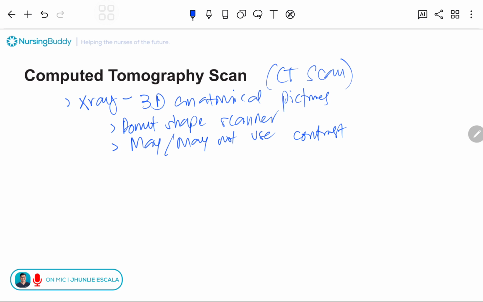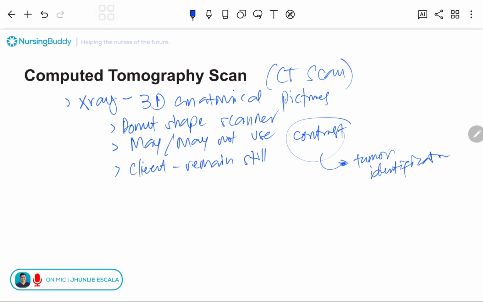However, class, this contrast is actually more helpful. Okay, your contrast is helpful, kapatid, in determining tumor. Okay, this is best used for your tumor identification. Okay, tumor identification. Okay, now the client must remain still. So tandaan po natin, ano dapat ang behavior ni client dito? Must remain still. Okay, he or she must remain still.